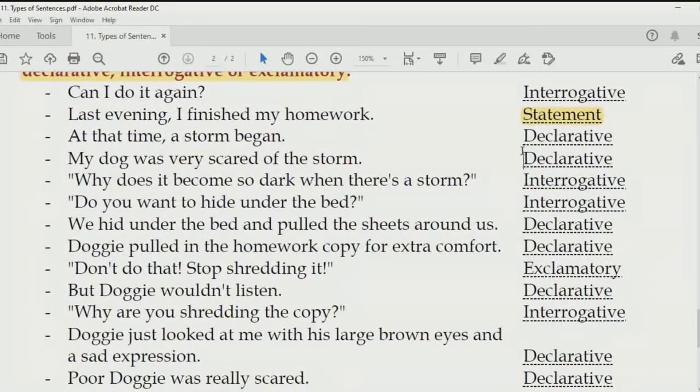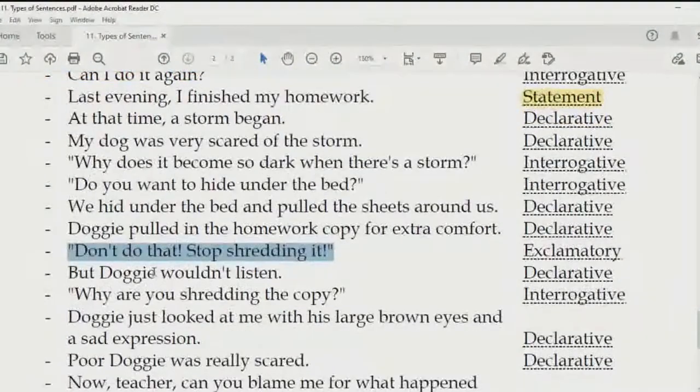Now we'll move on to the exclamatory sentences. Don't do that! Stop shredding it! You must have heard how I spoke this sentence. I did not say it in a simple way. I did not say, don't do that. I said, don't do that! Stop shredding it! Because maybe I am angry, or maybe I'm trying to tell the dog that don't do that. Please stop doing it. It also means that I want the dog to immediately stop doing that. That's why I exclaimed. And whenever we exclaim, we will use an exclamation mark.